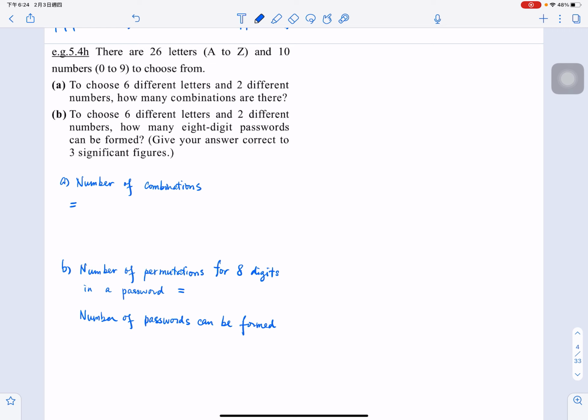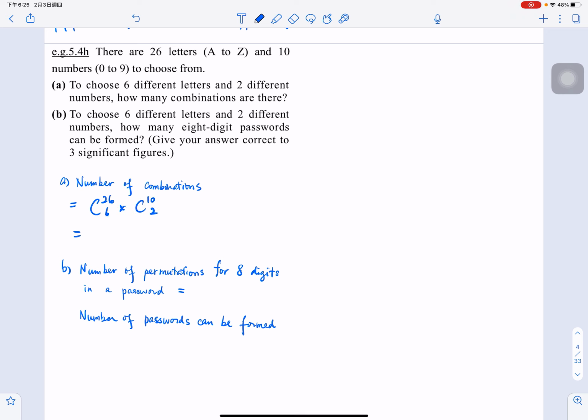Then what is the probability question? Later, maybe have a look at one more about the password. Okay, password question. Let's see. Now here there are 26 letters and 10 numbers to choose from. Now to choose 6 different letters, and then 2 different numbers. How many combinations are there? So this time not difficult because 26 letters to choose 6, and then 10 digits to choose 2.